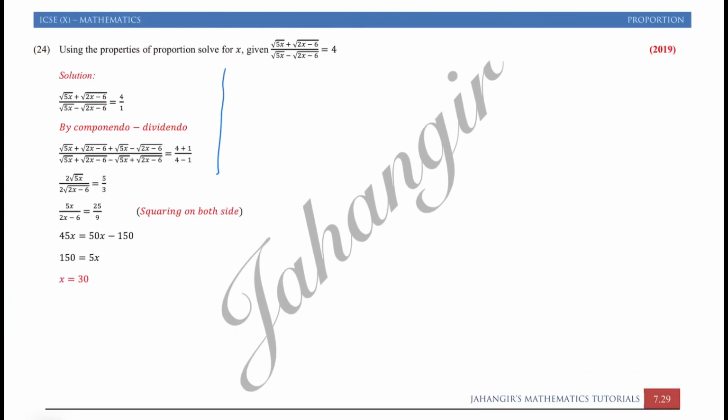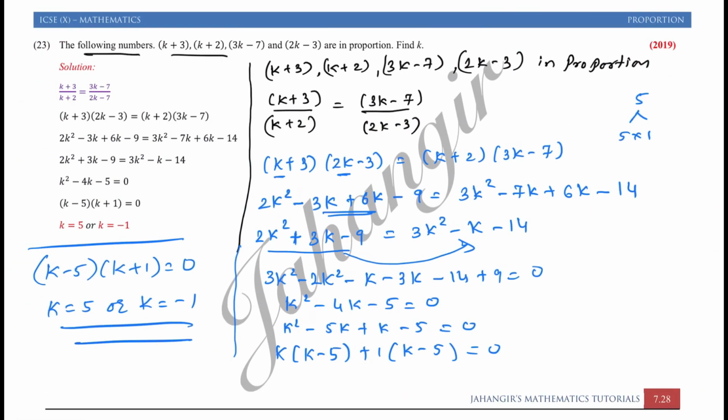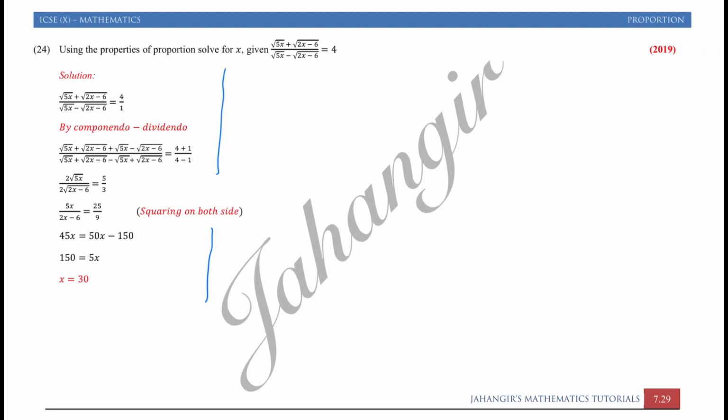Now in 2019 we got two questions. So this is the second question. First question was this. Second question here: again we have to find the value of x, for which root of 5x plus root of 2x minus 6 upon root of 5x minus root of 2x minus 6 is equal to 4 by 1. Do not forget to write upon 1.